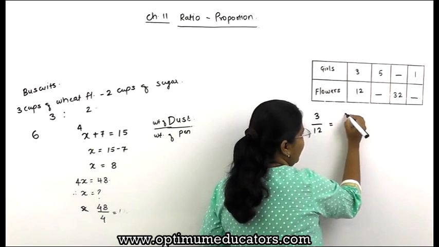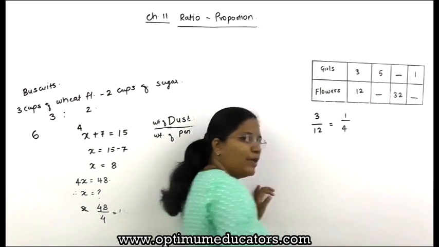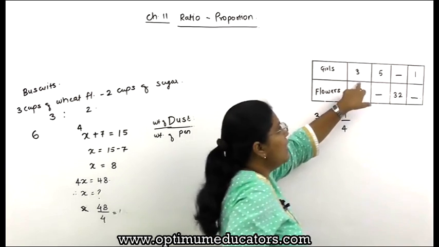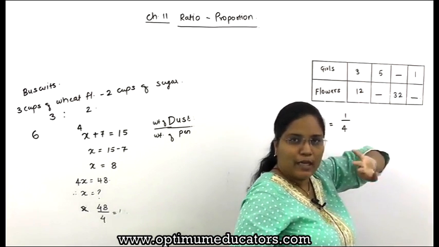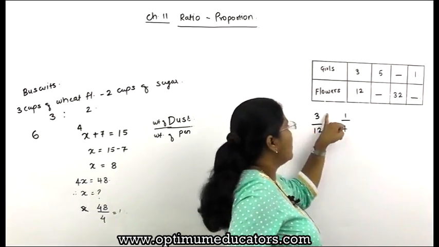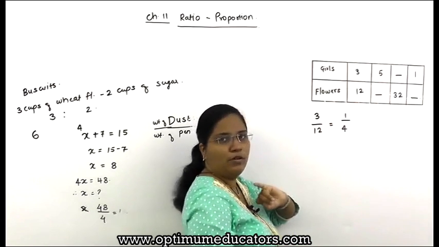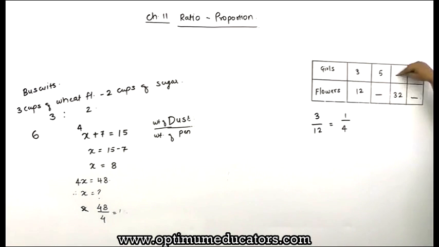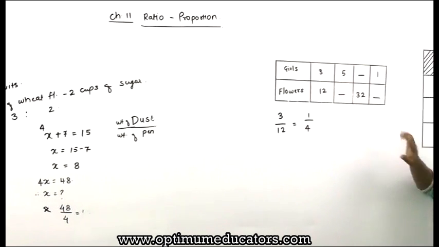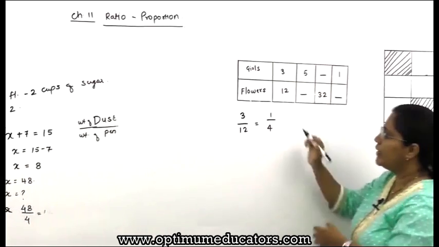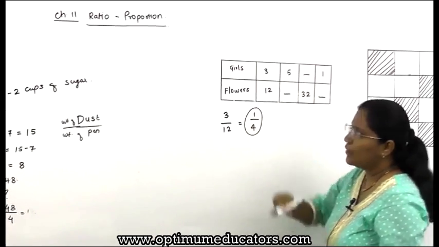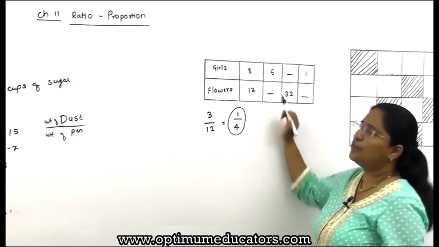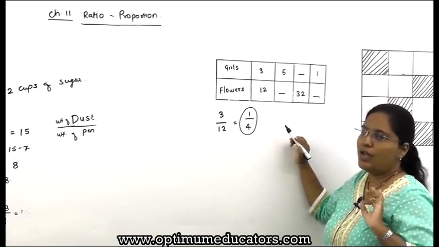3:12 means 1/4. Each girl is going to get 4 flowers. If there are 12 flowers and you have to distribute among 3 girls, then the ratio comes out to be 1/4. Now your number of girls and number of flowers are going to vary, but still you have to maintain the same ratio, 1:4. Every girl should get 4 flowers, that is our condition.